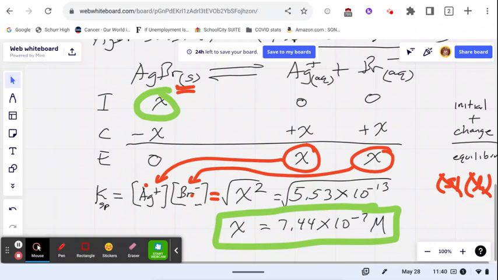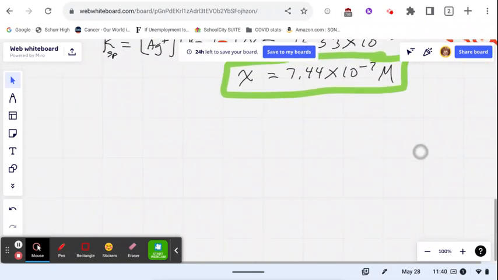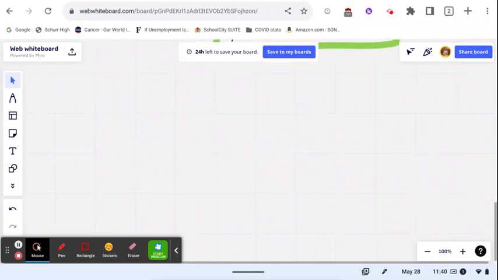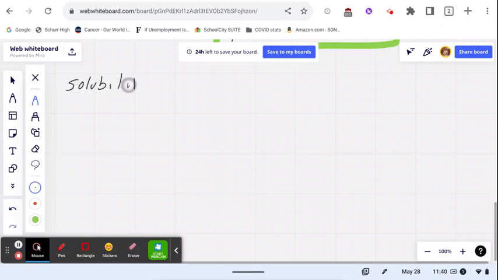All right, problem 2. Let's go ahead and figure out the solubility, whoops, let me go back to pen. Solubility of calcium hydroxide, given that the KSP for calcium hydroxide is 5.02 times 10 to the negative 6.